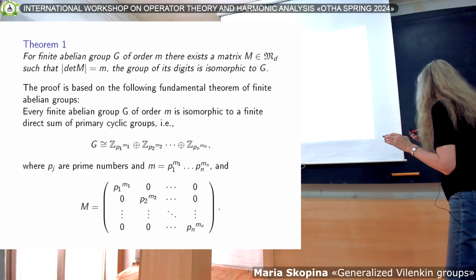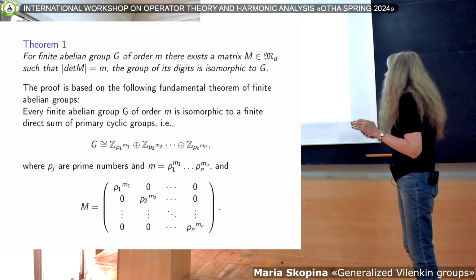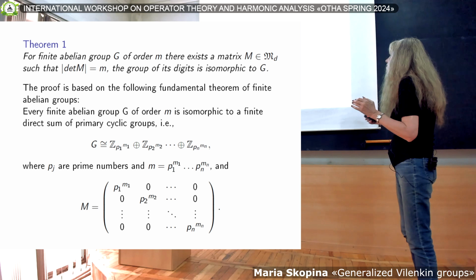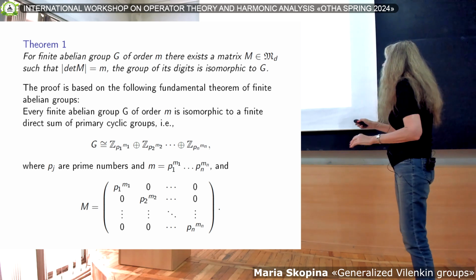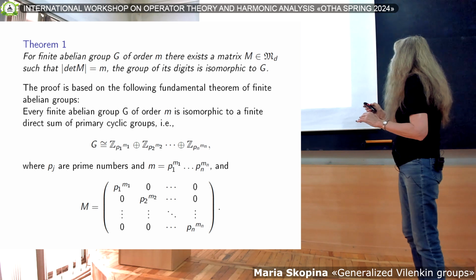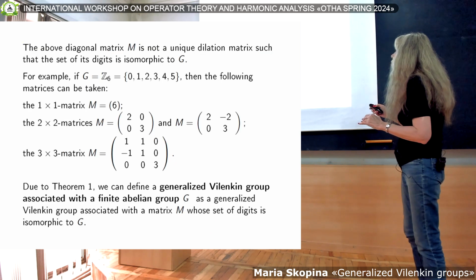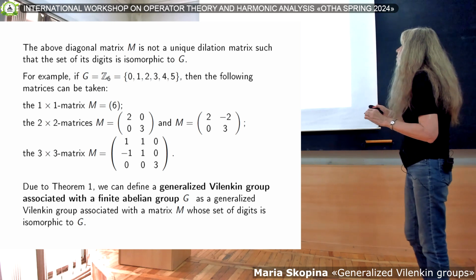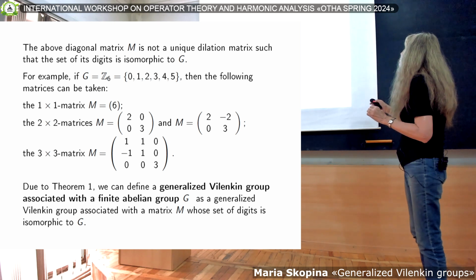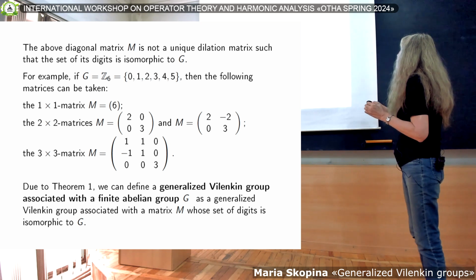Okay, so it was not so difficult, and for every M, such a group, such a matrix is appropriate. Next question: is it a unique appropriate matrix? The answer is no. For example, we consider this group, one-dimensional. This is the cyclic group Z6.